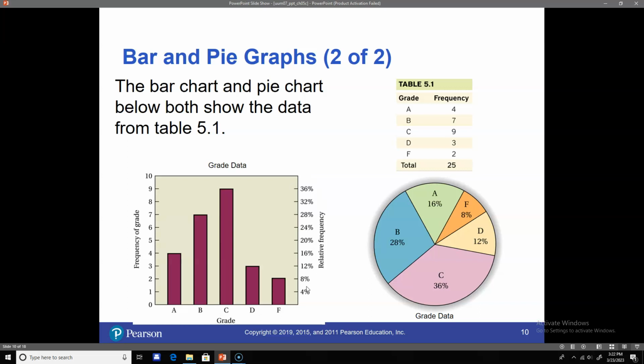They also made a secondary way to do the y-axis based on the relative frequency, which they don't have in the table up here, but we saw how to get it, right? The relative frequency for A would be 4 over 25, for B, 7 over 25, C, 9 over 25, D, 3 over 25, and F, 2 over 25, and as a decimal, you can figure out the percentages. So in the pie chart, you see them all represented here. You can see that C is the biggest piece of the pie, and B is a little more than a quarter, and F is the smallest percentage.